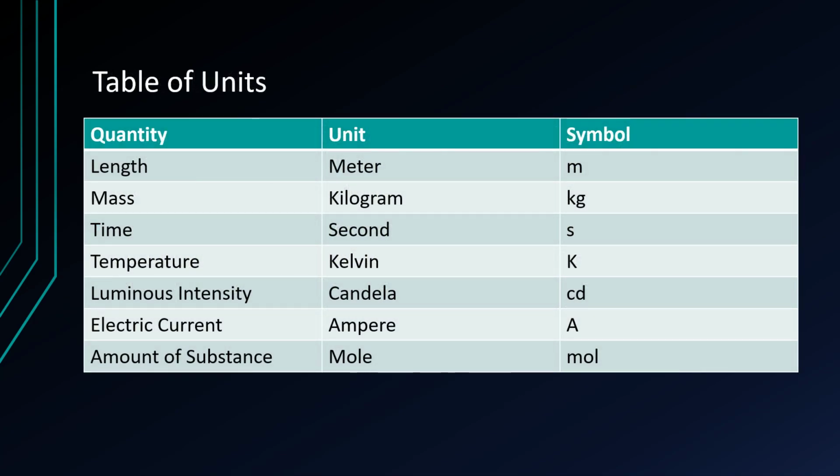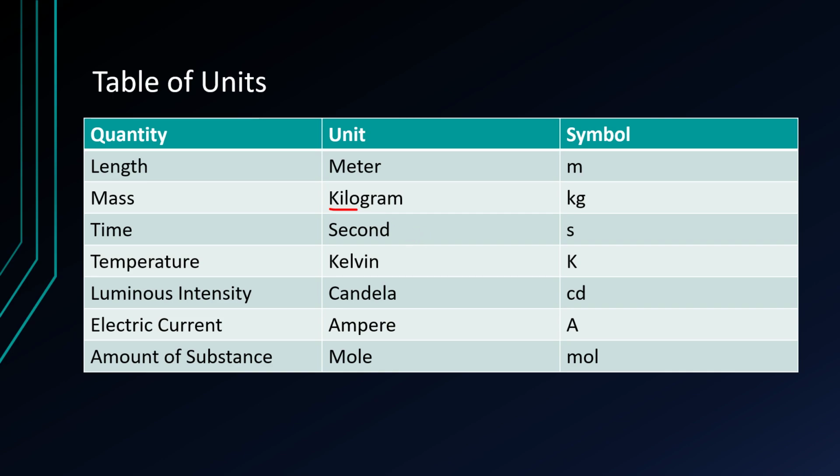So here are the units. I recommend you keep note of these because they're quite important. So the quantity, the unit, and the symbol. You need to make sure you have them all known and in the correct order. So length is measured in meters and is given the symbol M. Mass is in kilograms and is written as kg. Now, we will get onto this, but it's the only one to have a prefix before it.